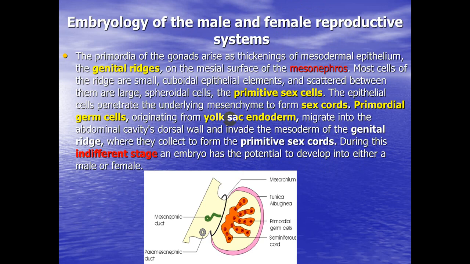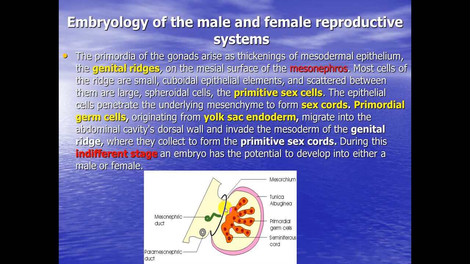The development of gonads. They arise as thickening of mesodermal epithelium, the genital ridges, on the mesial surface of the mesonephros. Please look at this scheme. Here you can see the indifferent stage of the development of the reproductive system. So the mesial wall of the mesonephros forms the thickening which gets the name genital ridges.